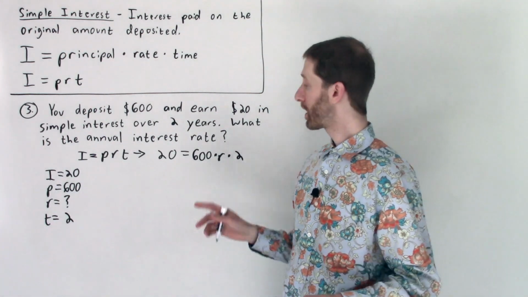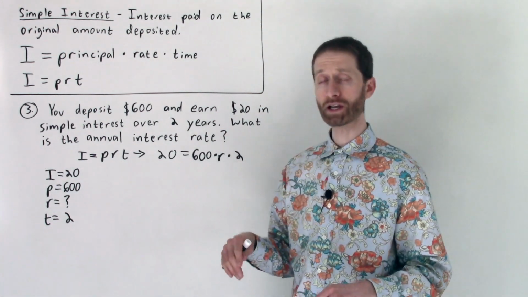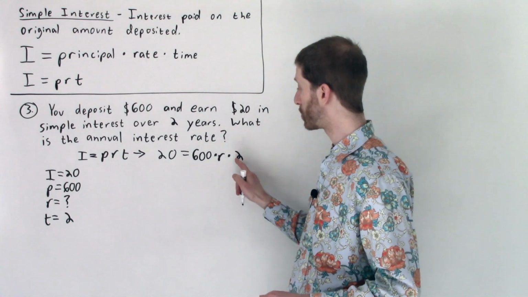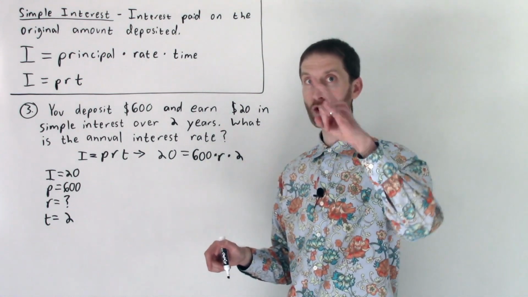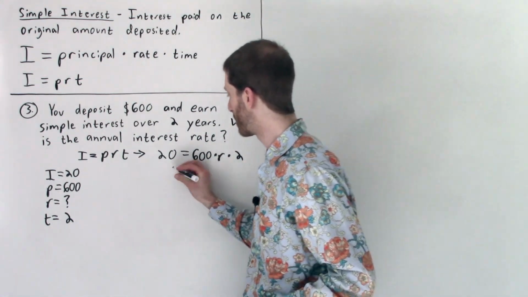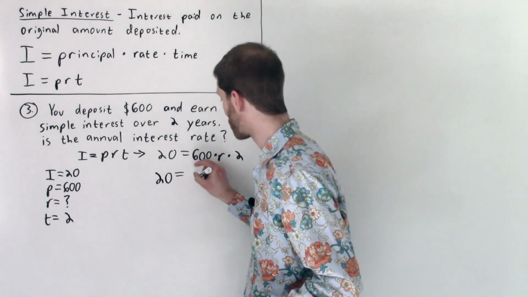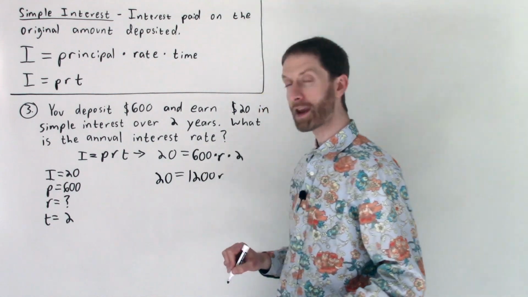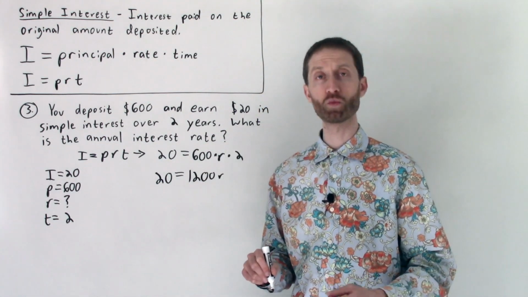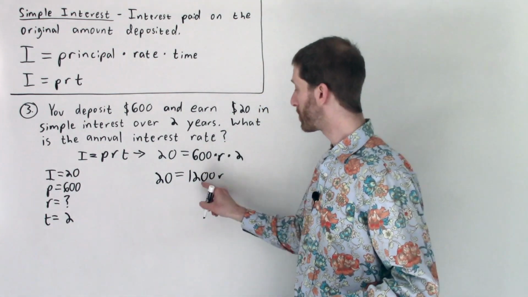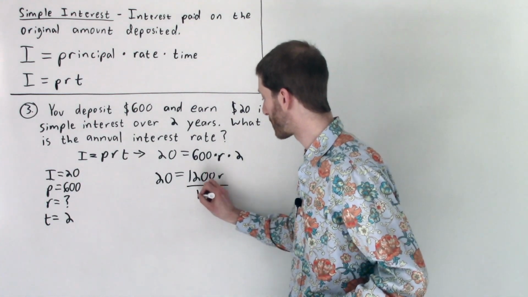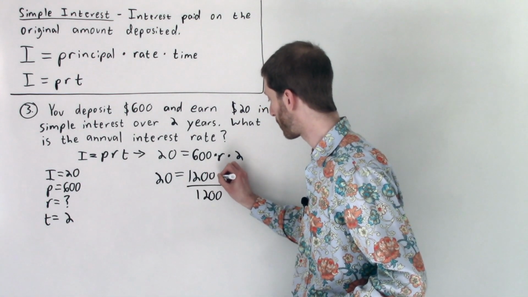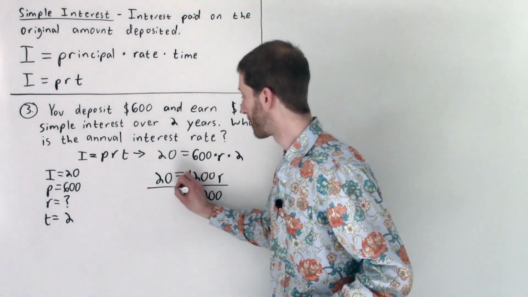Now, I don't like how this looks. I'm going to rearrange it so it's a nice, easy to solve equation, and I will do 2 times 600 using the commutative property of multiplication. So 20 is equal to 600 times 2, which is 1200R. And now we have a simple one-step equation where we will divide both sides to undo the multiplication. So I'll divide both sides by 1200. That makes that look like a little more like an R.